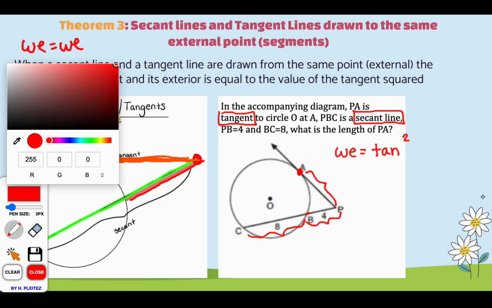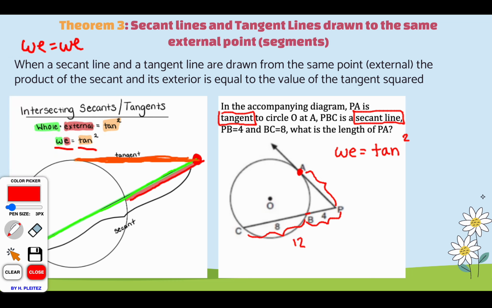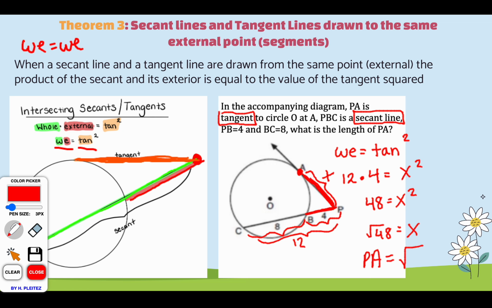So let's get right into it. Our whole entire secant line, when we combine that, it's going to give us 12. So the whole secant, we have 12, times the external piece, which is over here, that's 4, equals PA, what we're looking for. So we should put PA as x in our diagram, and that's going to be the value of our tangent portion squared. So x squared. So we get 48 equals x squared. And then what we need to do is take the square root. So radical 48 equals x. We could do it in simplest radical form, but in this case, that's not what this question's testing. So we get that PA equals the square root of 48.